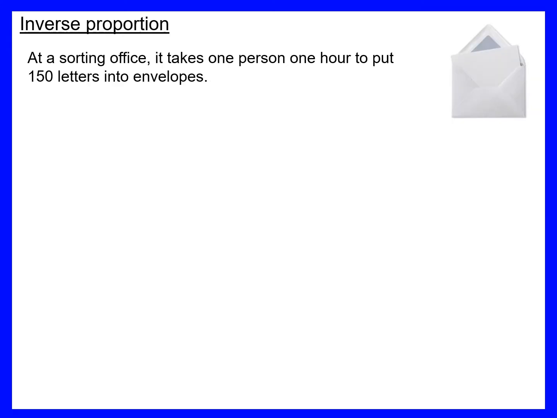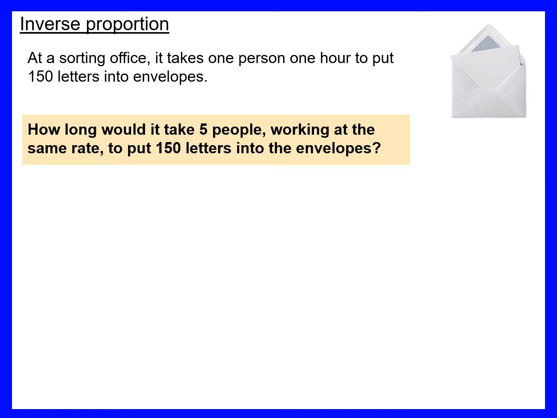Okay, so the sorts of problems we might be looking at then. At a sorting office, it takes one person 1 hour to put 150 letters into envelopes. How long would it take 5 people working at the same rate to put 150 letters into envelopes? So that's quite important. We're making an assumption. Sometimes we're asked what assumptions we've made. We're assuming that all of the people are working at the same rate. We haven't got some people who are working really fast and some people who are going really slowly.